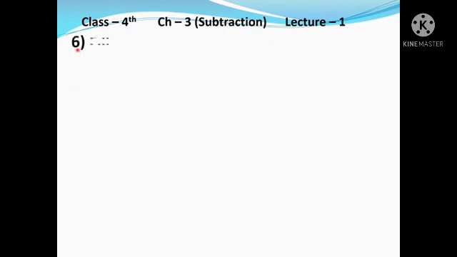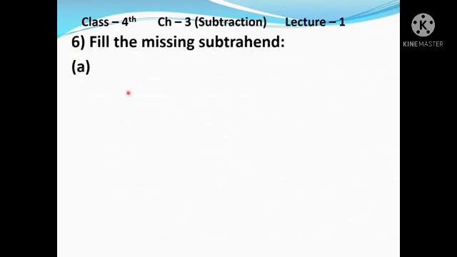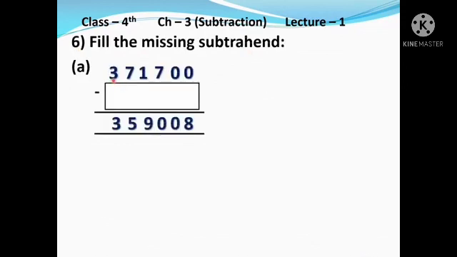Now, question 6. Fill the missing subtrahend. A part, note this question very carefully. See, the minuend equals 3,71,700 and the difference is 3,59,008. You have to find the missing subtrahend. Clear? So these are the questions assigned as homework.